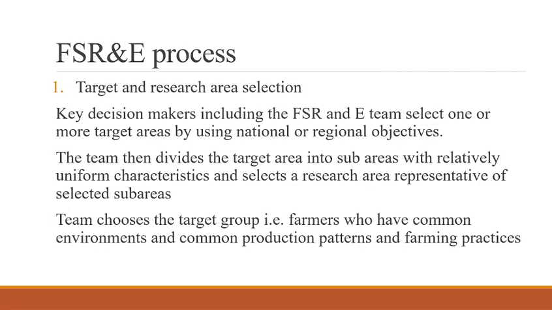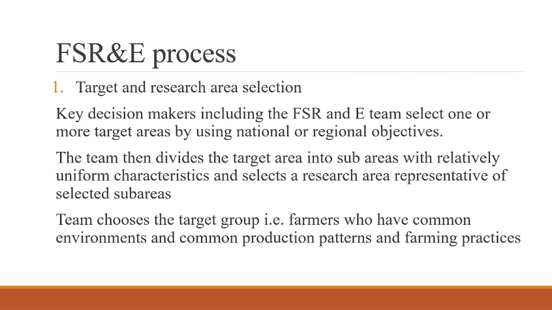So, what are the stages in farming system research and extension? The first stage is target and research area selection. This is whereby key decision makers, including the farming system research and extension team, select one or more target areas. This is done by using the national or regional objectives.